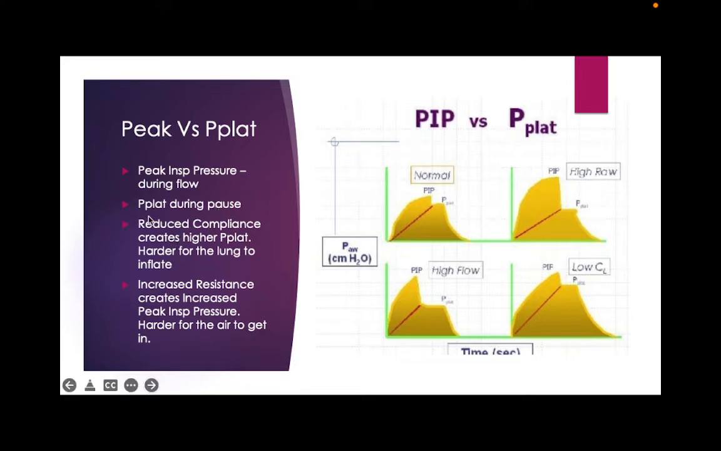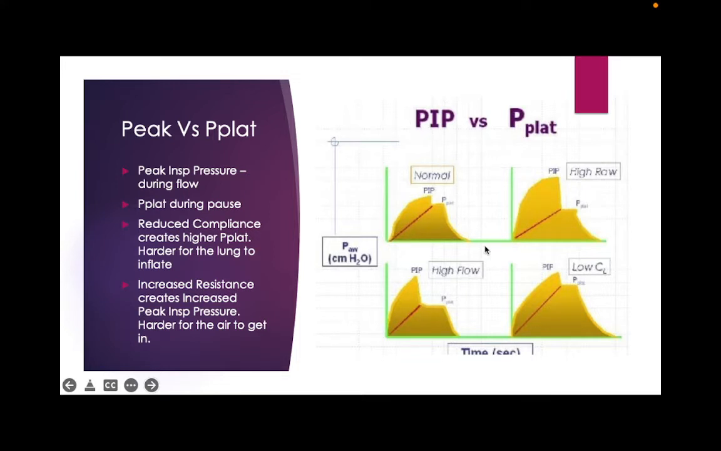So when you have reduced compliance, stiff lungs, you're going to have a higher P-plat. It's harder for the lung to inflate. If you have increased resistance, you're going to have increased peak pressure. So PIP is peak inspiratory pressure. I like to call it peak because in Kenya we would pronounce this peep.